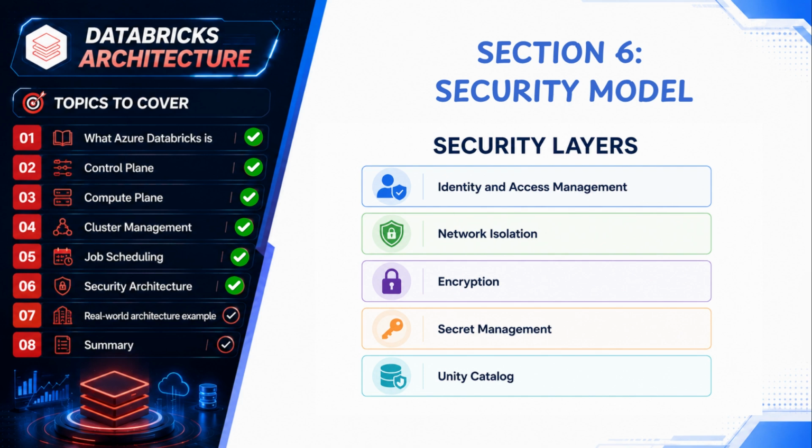The next is secret management. Sensitive values such as database passwords, API keys, or tokens can be securely stored using secret scopes. Applications retrieve secrets without exposing the credentials. The next is Unity Catalog. Modern Databricks environments often use Unity Catalog. It provides centralized governance for tables, files, models, and data access policies. This simplifies enterprise security management.